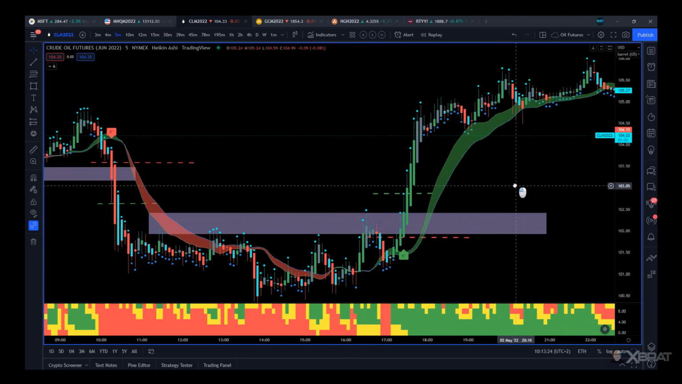Very simple. Complex things happening behind the scenes with these indicators, but visually very simple to follow and very simple to trade. Hopefully that helps.